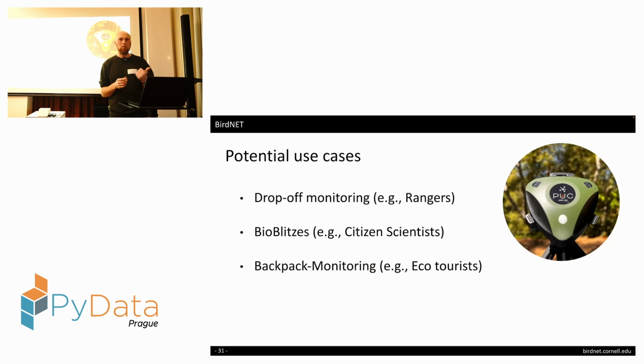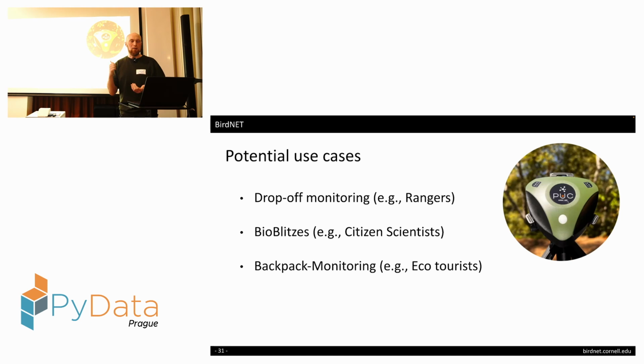The first one is drop-off monitoring. If you're a ranger in a national park, you grab a bunch of these, go out, put them there, let them listen for a day, bring them back in, and then you have a companion app and you can connect through Bluetooth and see the detections. It's all done on the device, or partially on the device and partially in the companion app, and you instantly know what's going on in your national park or the forest that you're maintaining.